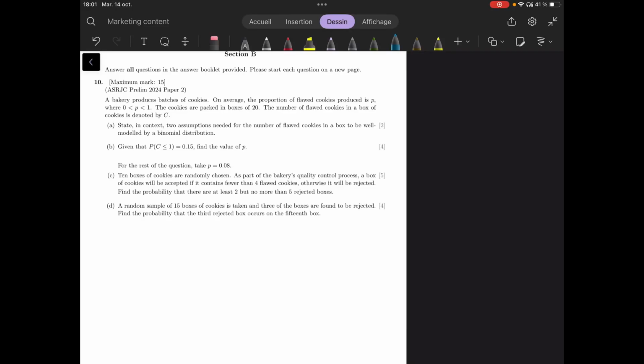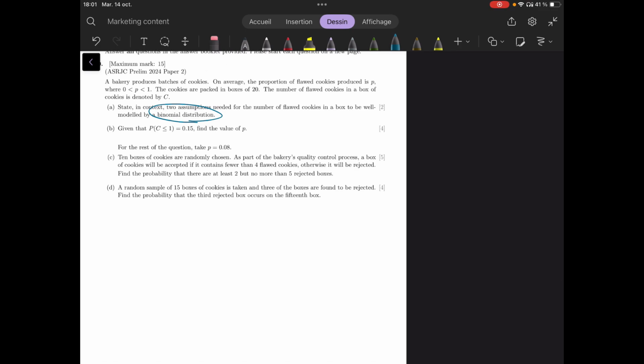Alrighty, question 10. After a very intense algebra bootcamp in question 9, let's start off section B with a relatively easier question. This question is on binomial distribution. I'm so nice I even included it in the name in the question part. So let's start with part A.